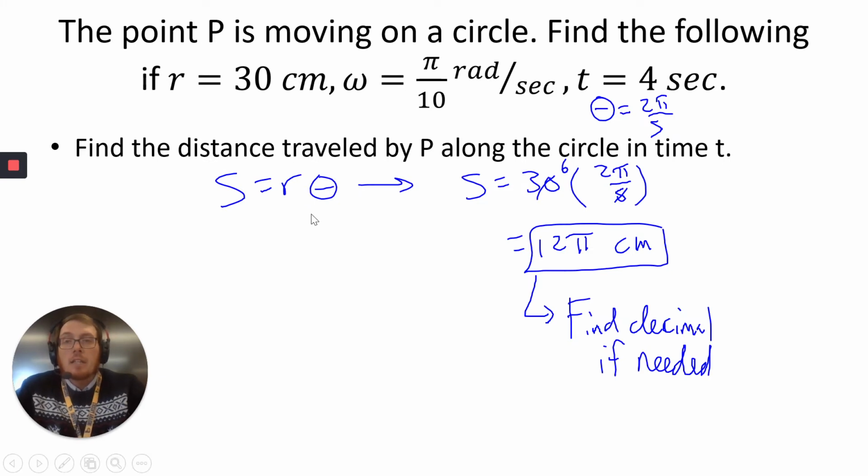The next question deals with find how fast something's traveling or find the distance around the edge. So you still have to know the arc length formulas. Okay, so S equals r theta. S is the arc length, equals the radius, which is 30, times theta, which you found on the previous slide, which is 2 pi over 5. You just multiply those together, you get 12 pi centimeters.